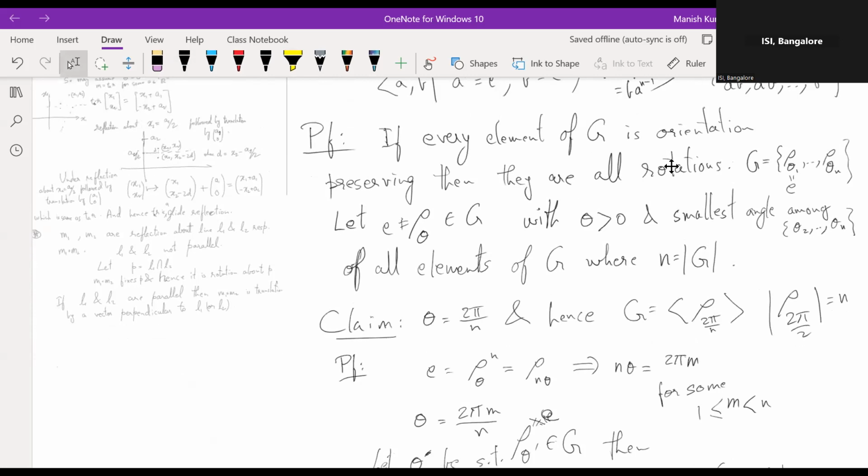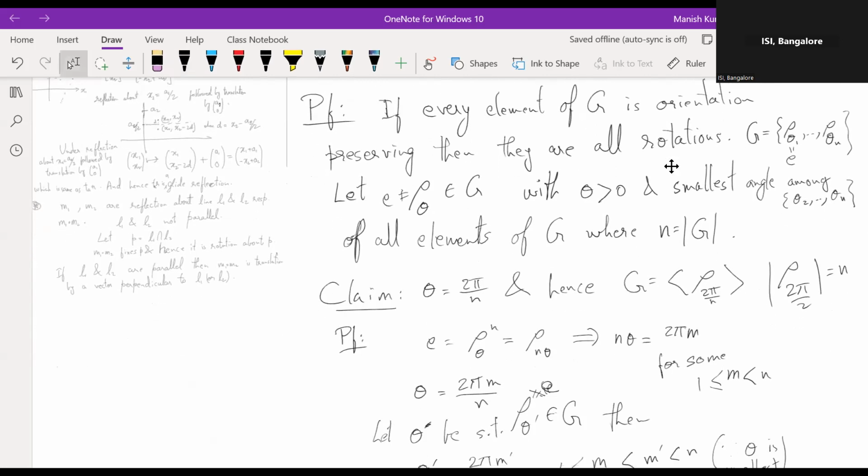So first of all, we are taking rho theta to be an element of G, and the order of G is n. So if I raise rho theta to the nth power, then I'll get identity. Because if I compose rho theta n times, where n is the order of the group, then it has to be identity, right? This is saying that if you take an element X in G, then the order of X divides the order of G, right?